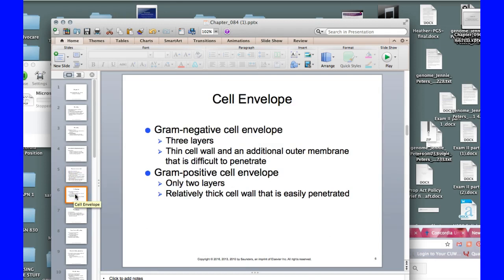This is the one thing with MRSA. MRSA has some gram-negative properties to it and gram-positive. So to understand gram-negative and gram-positive, gram-negative has 3 layers. It's a thin cell wall, has an additional outer membrane that's hard to penetrate. And gram-positive is 2 layers. It's a relatively thick wall, but it can easily be penetrated. So that's why gram-positives are usually pretty easy to treat. Gram-negatives are a little bit harder to treat, which is why we've had to get sophisticated through the years and make more antibiotics, and there are all these classes of antibiotics out there.